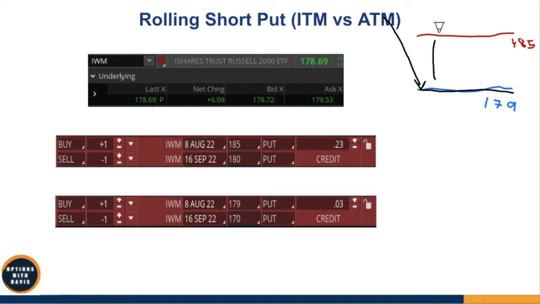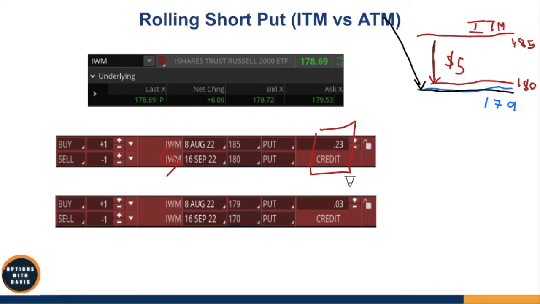We roll it down to 180, which is pretty much at the money. And then you notice that we are still able to get a credit for rolling this. This is 23 cents, and we roll out to a further expiration date. So this is the lowest strike that we could roll down to get a credit. If we were to roll any lower, this would become a debit. So as much as possible, we always want to keep it as a credit. So when we roll down, we could roll down $5 in strike price. So this is an in the money roll, on an in the money put option.